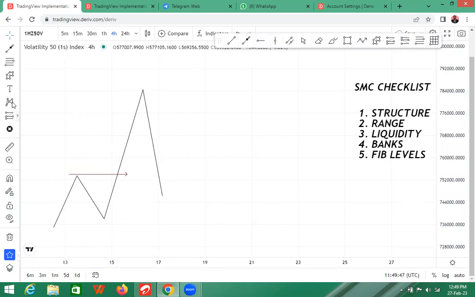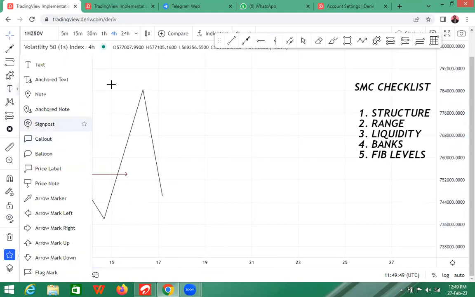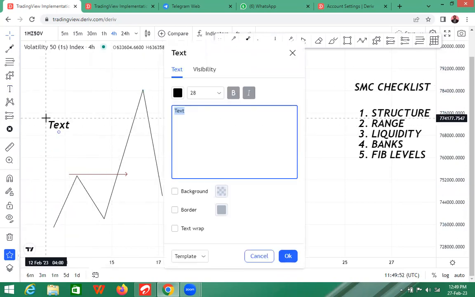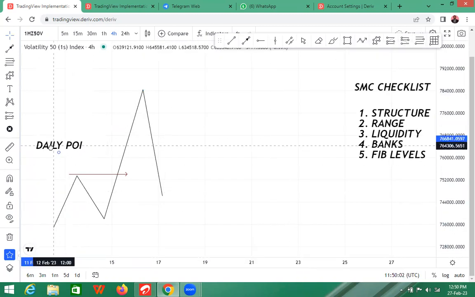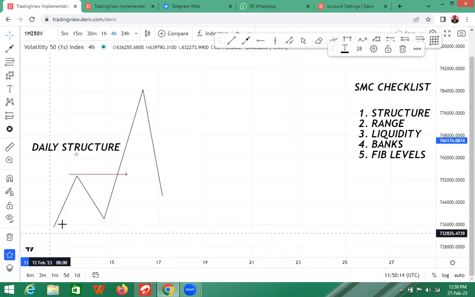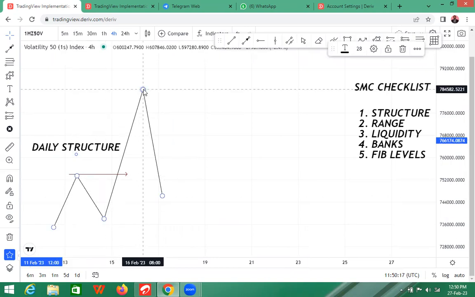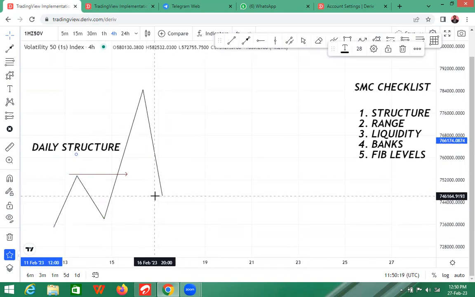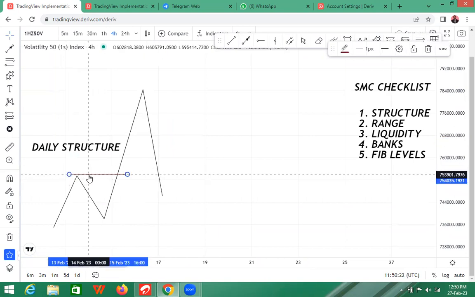So this is now my, let me call this my daily structure. I don't want to say daily point of interest. So this is my daily structure. This is the low, higher high, higher low, a higher high. So now we're expecting a higher low. There's a break of structure here. This is a break in market structure.